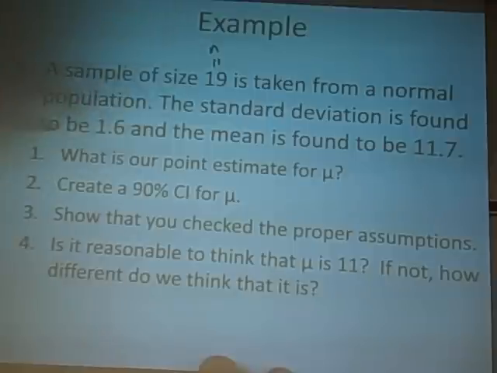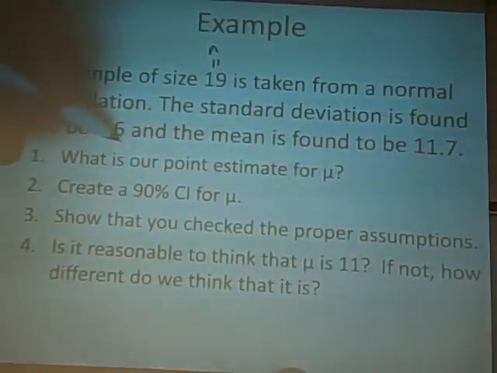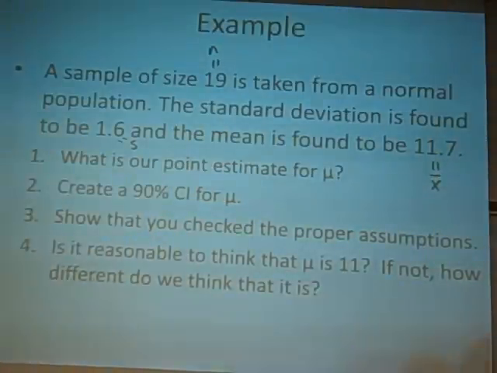The standard deviation is found to be 1.6. So we take a sample and then we find the standard deviation is 1.6. So that means the 1.6 is S. It's a statistic. It's a sample standard deviation. So S is 1.6. And what about this 11.7? That's X bar. Anybody have any questions on that?